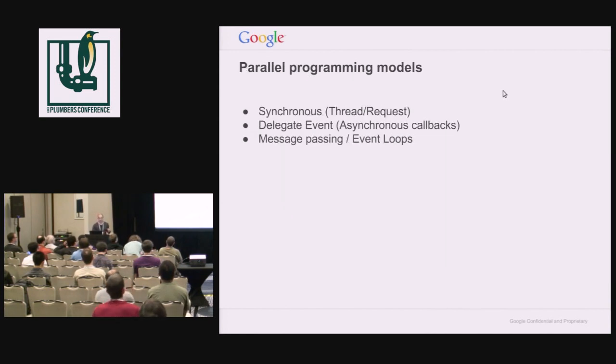So, okay, let's move aside a second to what we actually talk about. When people want to write parallel code, two really popular models are either you do a synchronous model and you use a thread for every request coming in, or you do something like delegate events and you have asynchronous worker objects, which are actually smaller than a thread. There's also message passing event loops, but really these typically end up being an implementation of the second.